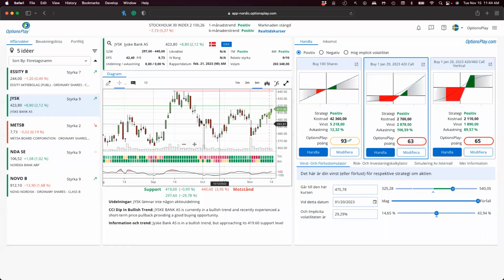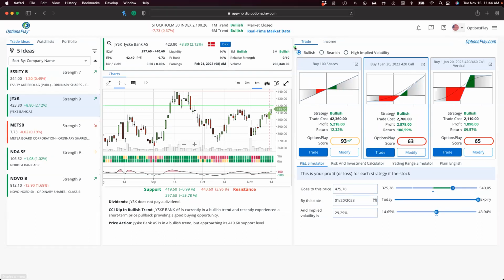And you can use the options play tool to help you figure this stuff out. You can type in any symbol. And if you want to take a look at, let me turn this back into English so that I can read it.